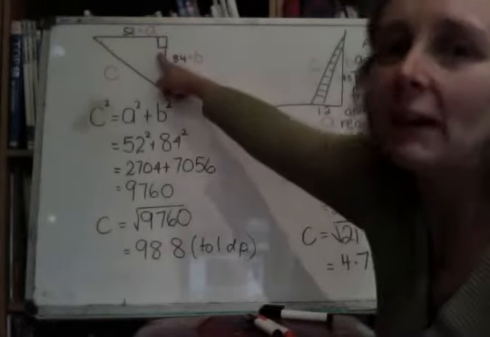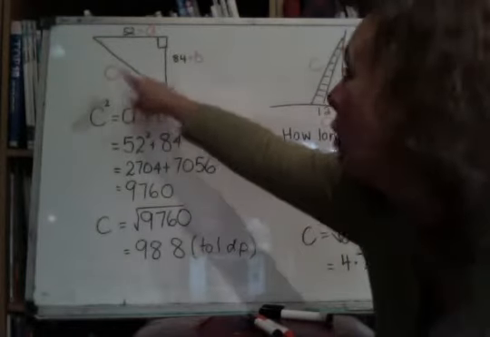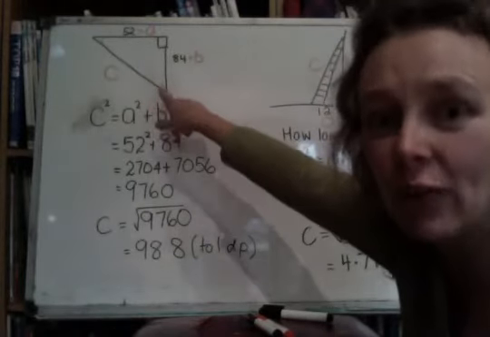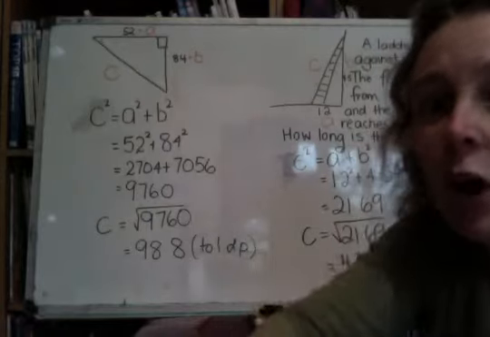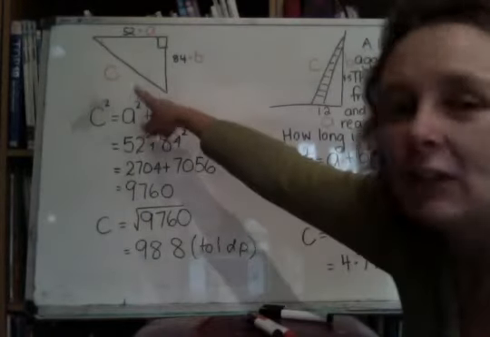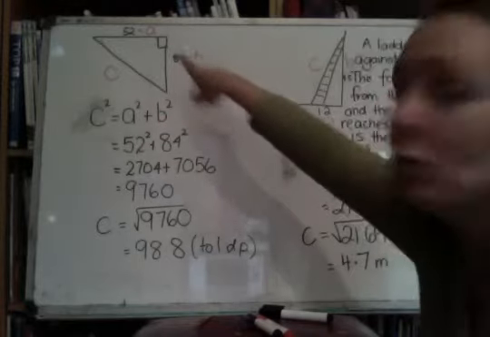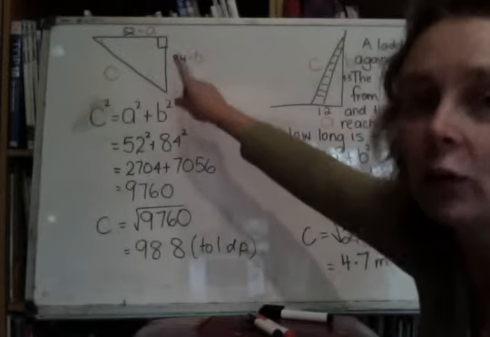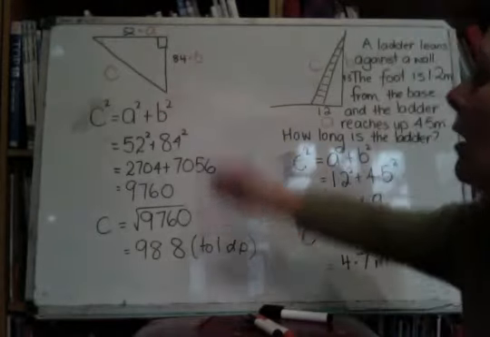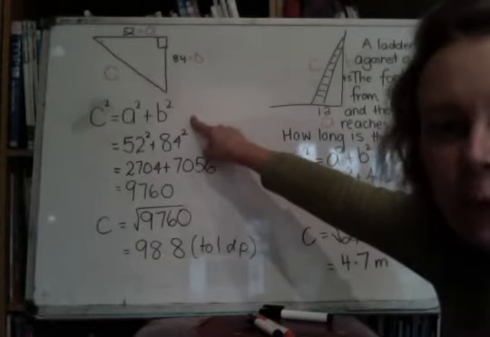I look for the right angle, I come across from the right angle, that's the longest side of the triangle, that's going to be my hypotenuse. If I like, I can put these labels on it: I'm going to call it C. The other two legs, the shorter sides, are going to be called A and B. Next step is I write down my formula.